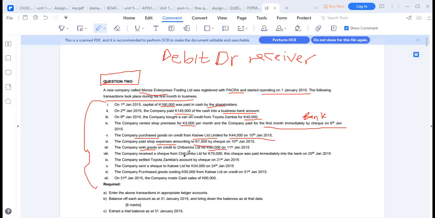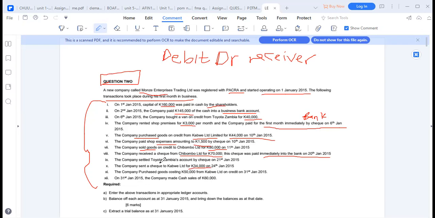The company received a check from Chivombo Limited for 70,000. This check was paid immediately into the bank on this date. We really need to understand as we go what is going on here. The company sent a check to Carwell. Carwell were suppliers because we bought from them on credit. The company sent a check to Carwell Limited for 34,000 on the 24th January 2015.